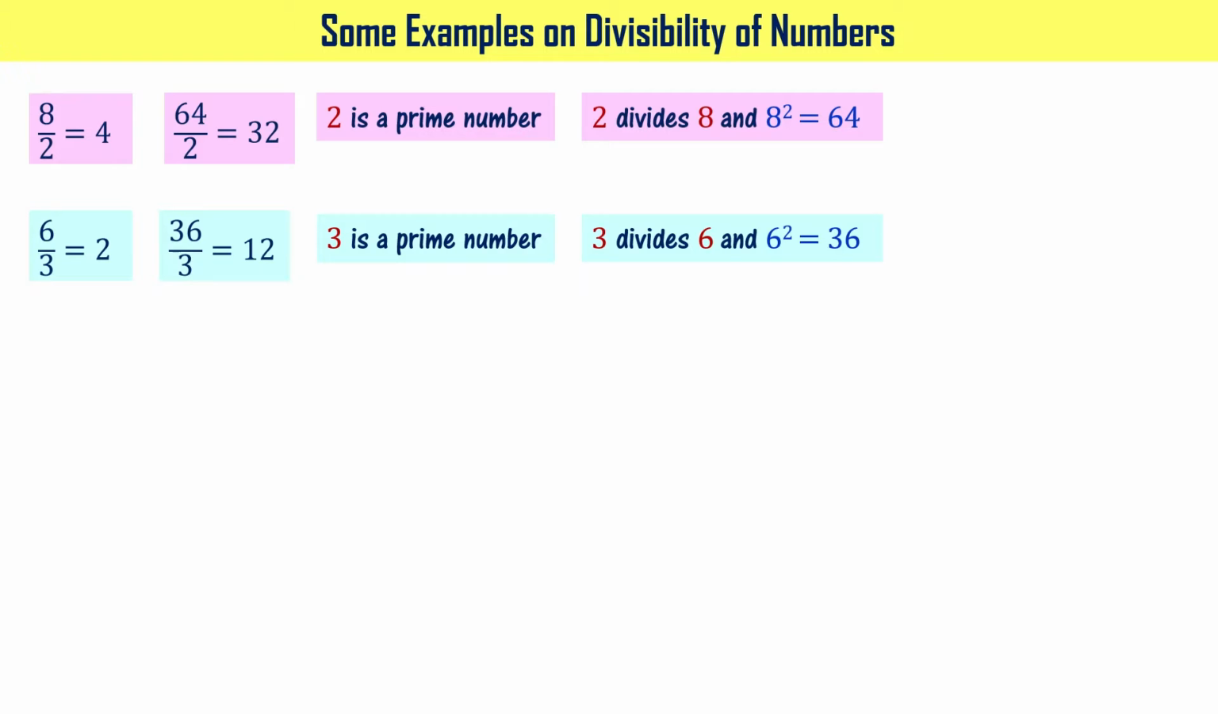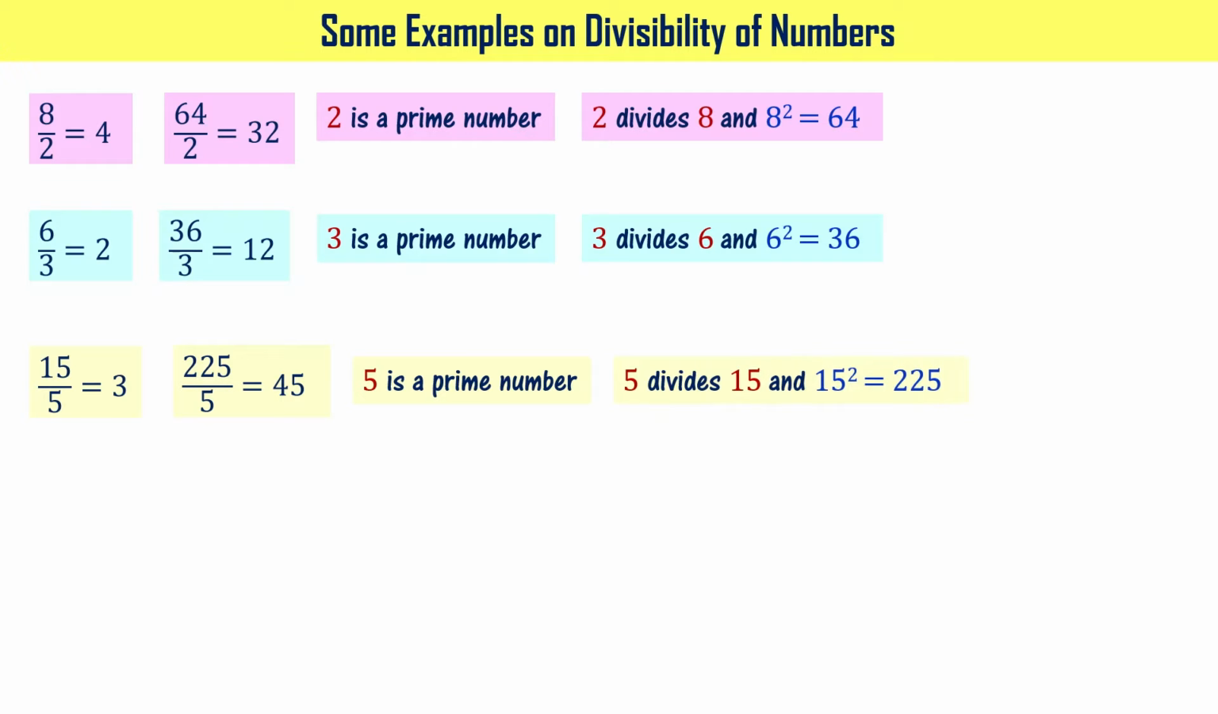Let's consider another example. 15 by 5 equal to number 3. 225 by 5 equal to 45, right? In this particular case, 5 is a prime number. And we have seen that 5 divides 15 and 15 square, that is equal to 225. So we have seen 3 cases where one of the numbers given is a prime number that divides a number like 8 and 8 square, right? In this particular case, 3 is a prime number, it divides 6 and 6 square. 5 is a prime number, it divides 15 and 15 square.